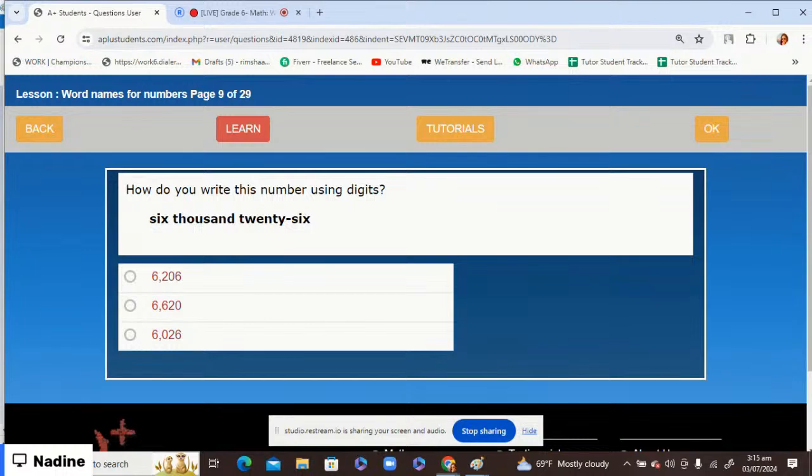Now let's just do this one. Okay. So here is, how do you write this number using digits? So 6026. 6 is in 1000 place, and then 26, because there is no 100 place, 26 is in tens place. So 6000, it means that 6 and 0, then it's 26. Okay.